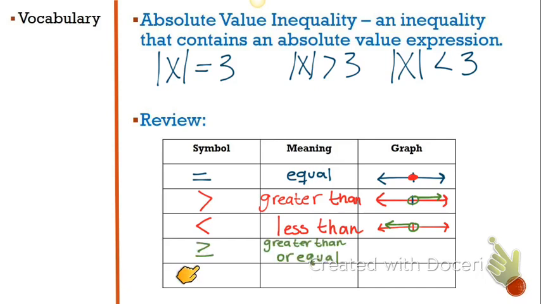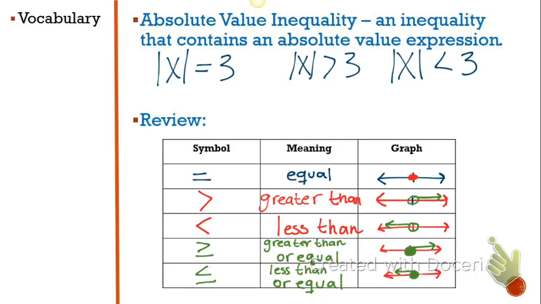The next one is greater than or equal to. So this time we do have that equal sign underneath the inequality. So that means that my number is included in the solution. So we're going to use a closed circle, and since it's greater than, it's going to point to the right. The last one is less than or equal to. So since it's equal to, we're going to have a solid dot, and since it's less than, it's going to point to the left.